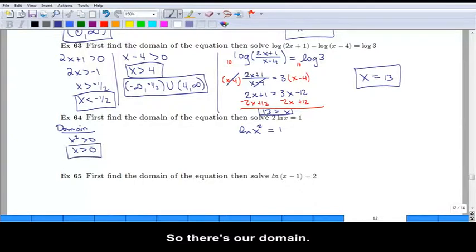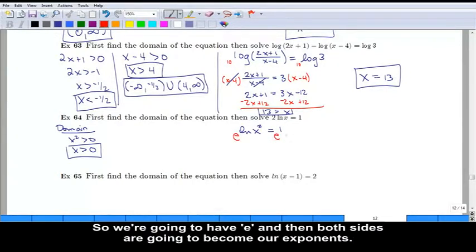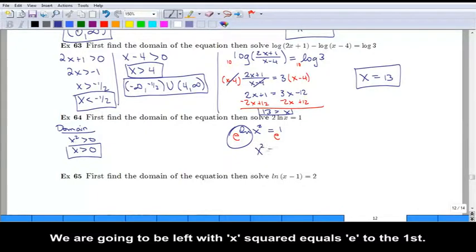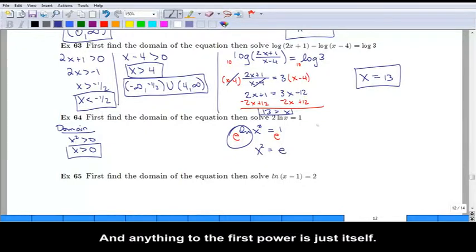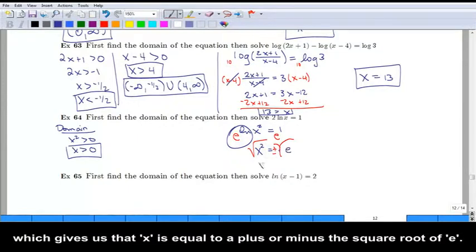So there's our domain. And now if we solve this equation, again, we need to use e in this case. So we're going to have e, and then both sides are going to become our exponents. So the e and natural log are going to get rid of each other. And we're going to be left with x squared equals e to the first, and anything to the first power is just itself. Again, remember that e is just a number. So now to get rid of the square, we are going to take the positive and negative square root of e, which gives us that x is equal to plus or minus the square root of e.